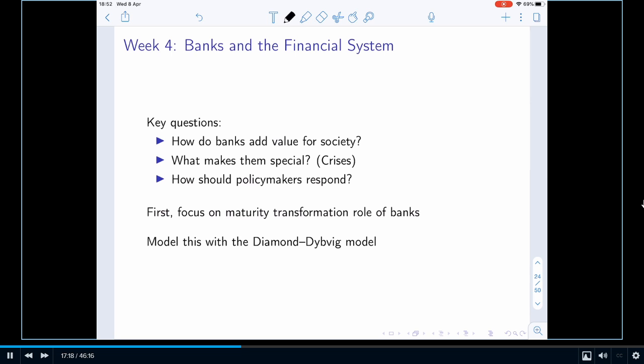In terms of answering the first question, we're going to think about 2 key models that represent how a banking sector can add value to society. The first model we're going to look at is the Diamond-Dybvig model. And here the answer to the question is going to be that banks add value by providing this maturity transformation service for people.